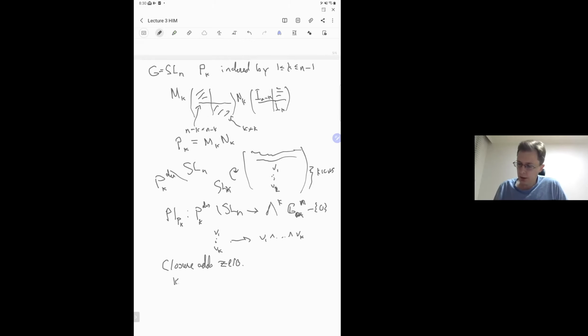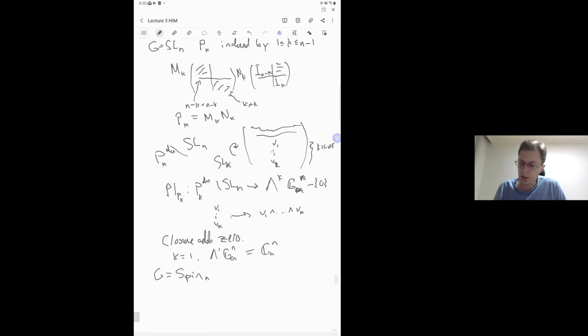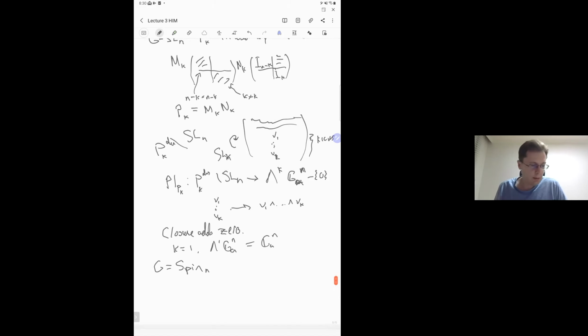And when k equals 1, then you're just getting wedge 1 GAN, which is just GAN. So you just get the vector space. All right, let's look at the case G equals spin. So I said simply connected, so I have to do this nonsense with spin groups. But I am going to be lazy and just cheat.